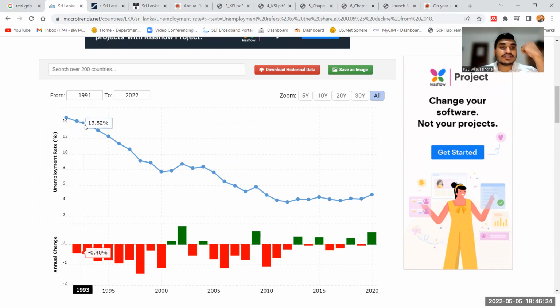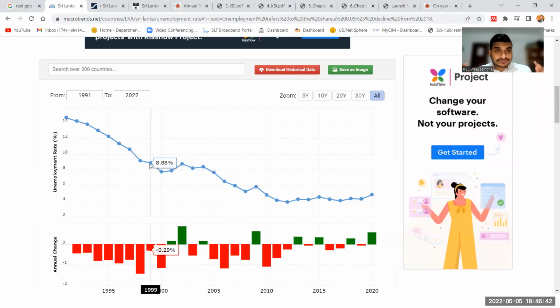So gradually you see the unemployment rate has been decreasing. It can be a result of free education. People started to get educated, so they are knowledgeable and their skills increased. That can be one reason why unemployment has decreased. Another reason can be that the country started to expand. Many factories came into play and many companies started up. Because of that, many opportunities were created for people to get jobs. So that can be a reason.